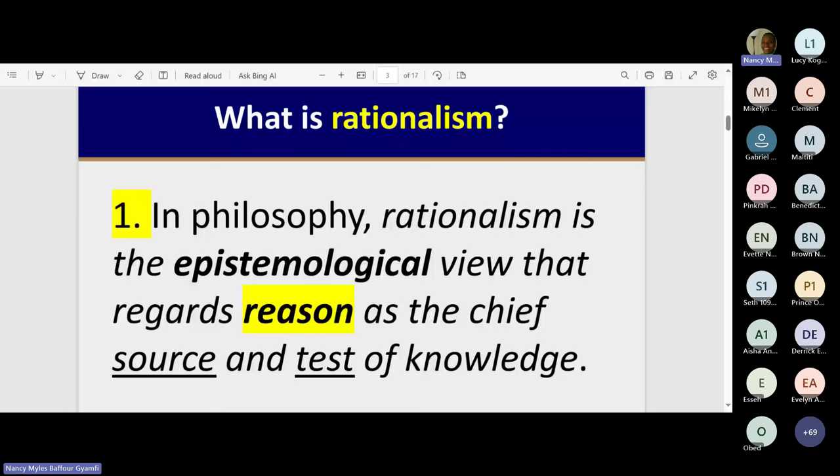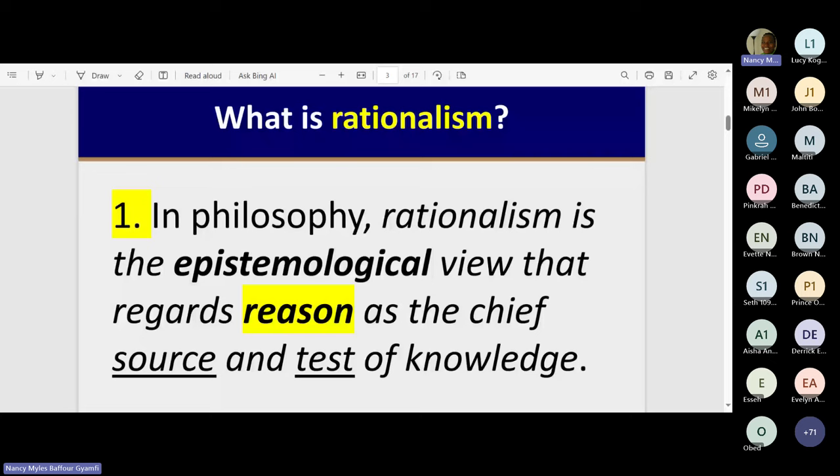And epistemology may worry you, but I think for our class, we have gone through that. Epistemology just means a study of knowledge, episteme, knowledge, logos, study. So studying knowledge, how we come to know, how we justify our claims of knowledge, can we be certain about what we claim to know? Those kinds of philosophical questions fall within the area in philosophy called epistemology. So our friend Gabriel says, in philosophy, when we say rationalism, it is an epistemological view. It is one of the views in our study of knowledge. Which view is that? The one that regards reason as the chief source and test of knowledge. That should give you a feel.